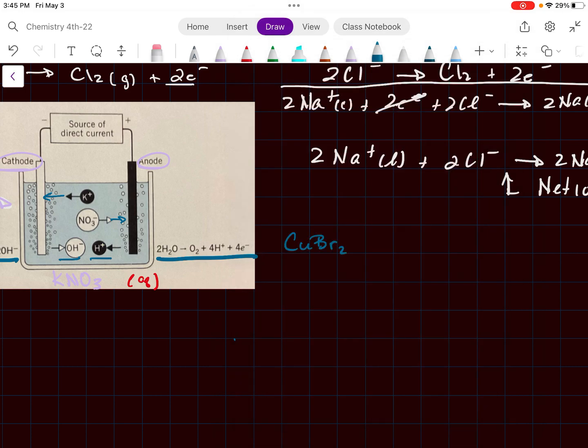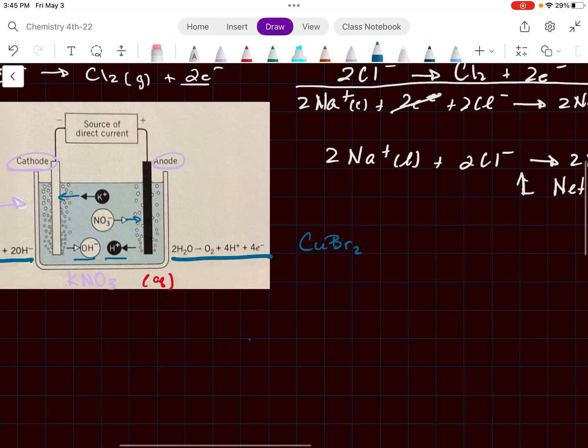All right, copper 2 bromide. Here's what happens. If I was to add this into a solution of copper bromide and it's electrolyzed, then the cathode, which is this one here, starts to get coated with a reddish brown deposit of copper, and that's where the positive goes.